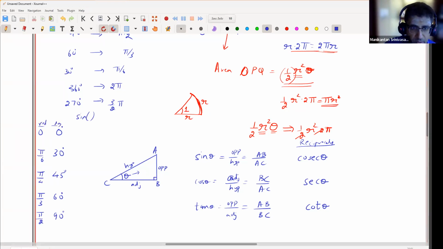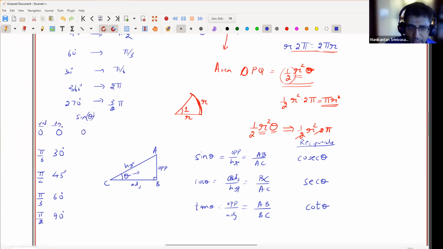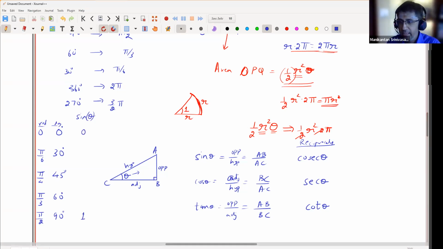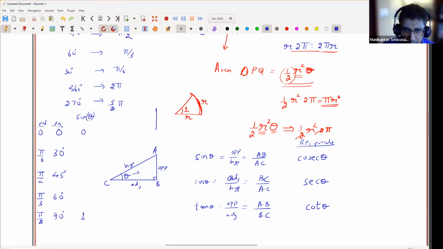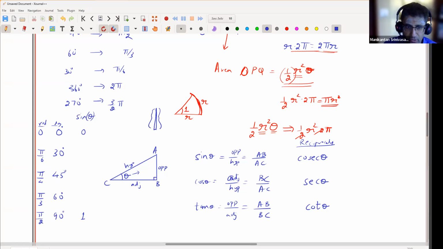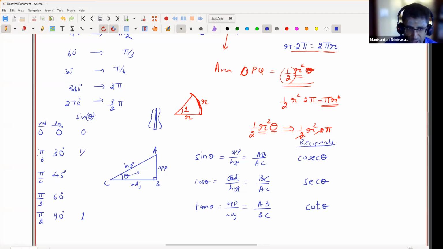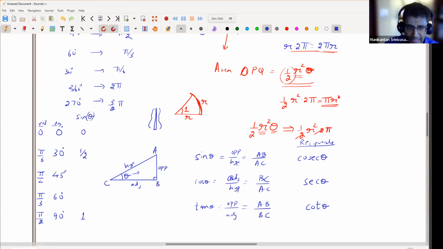So sine 0 is 0 and sine 90 is 1. And that you can imagine: if the angle collapses to 0, the opposite side goes to 0, so the ratio of the opposite to hypotenuse is effectively 0. On the other hand, if it's a very steep angle like 89 degrees, the opposite side is roughly the same as the hypotenuse. So sine 90 is 1. Sine 30 is half, and sine 60 is √3/2.